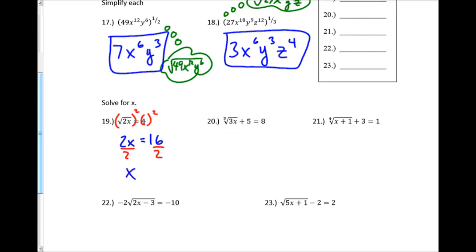And the last thing I should always do is plug this in and double check. So I plug it in. 2 times 8 is a 16. Square root of that is 4. It works. Always check for extraneous solutions here.